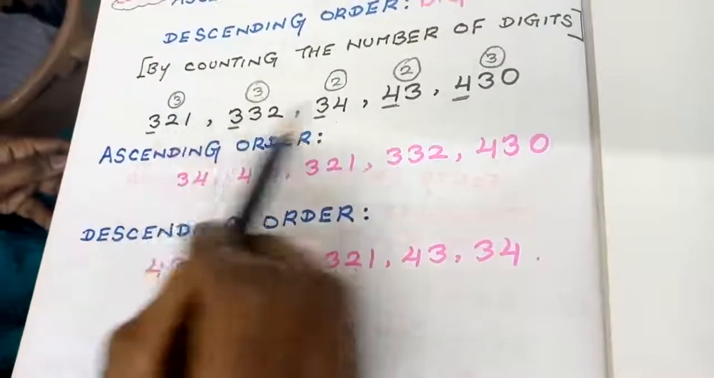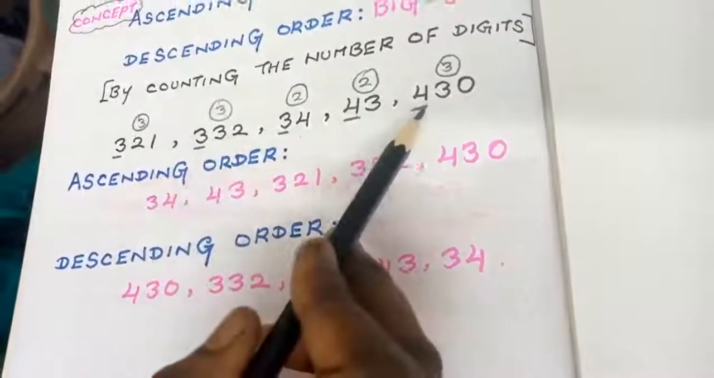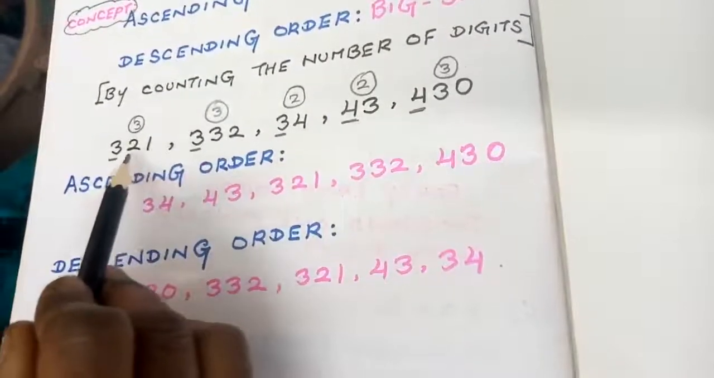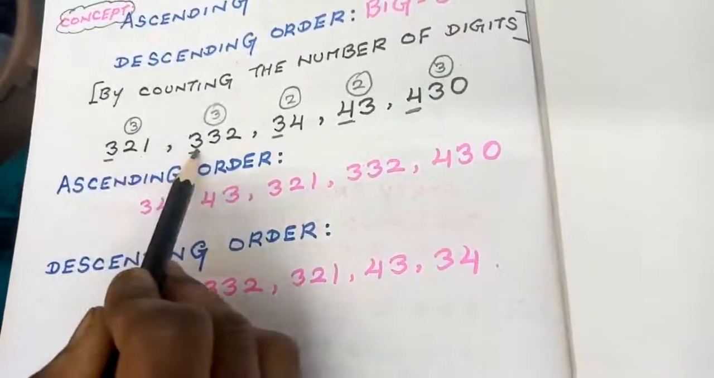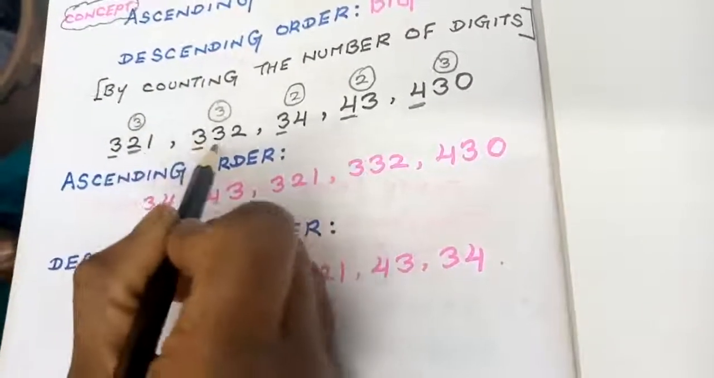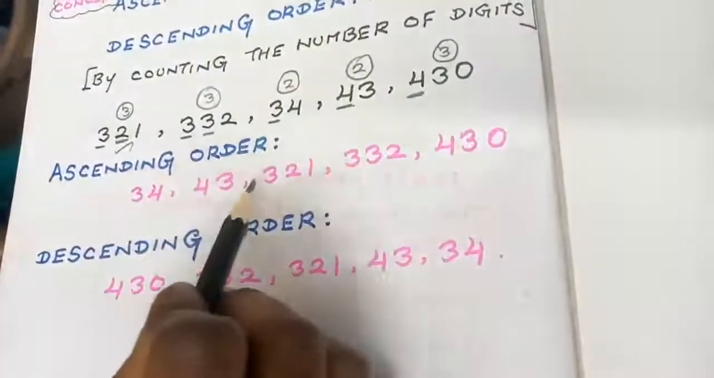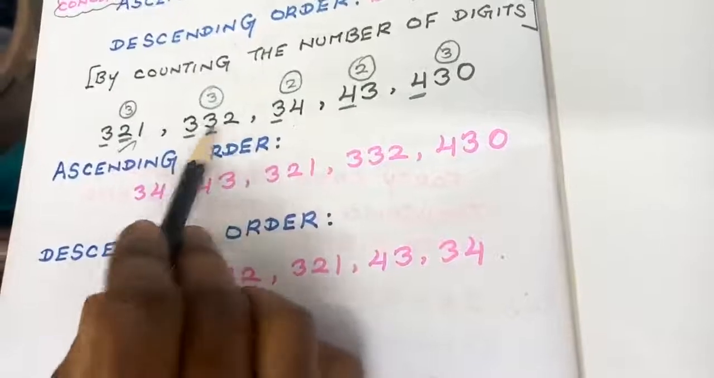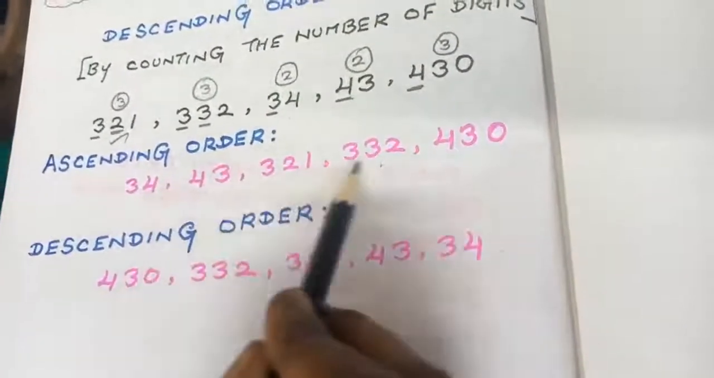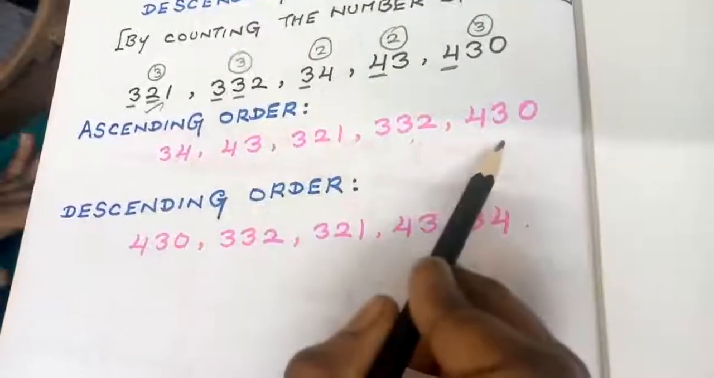Coming to the next 3 values, all 3 are 3-digit values. Again you are going to underline the first digit. If you underline and see, in 2 places I am getting 3. So I am going to go for the next number. What is the next number? 2, 3. So which one is the smallest? 321. The next smallest number is 321. Automatically the next numbers are 332 and 430. This is a way of arranging the values in ascending order, small to big.